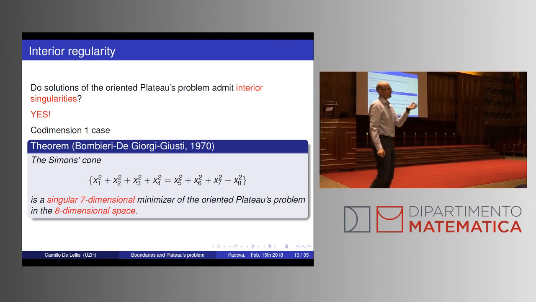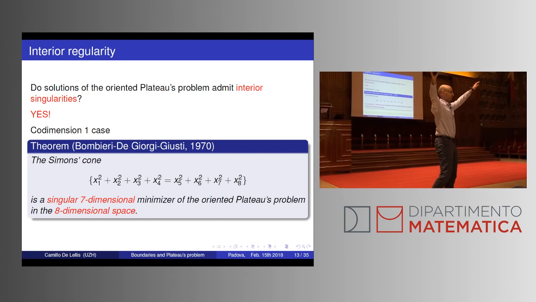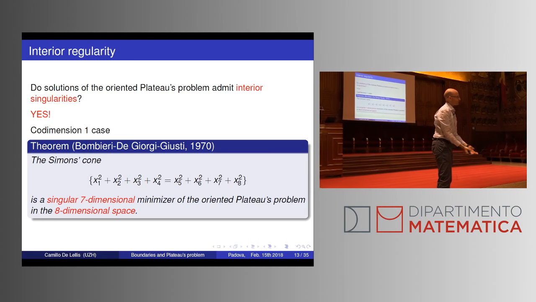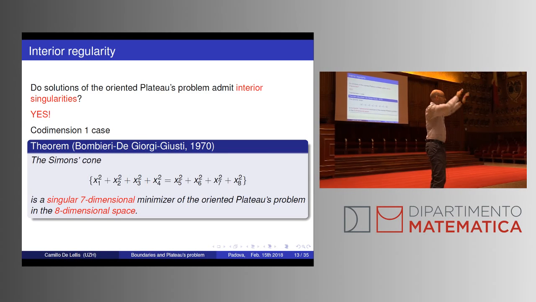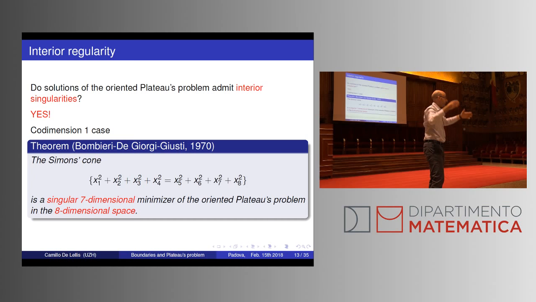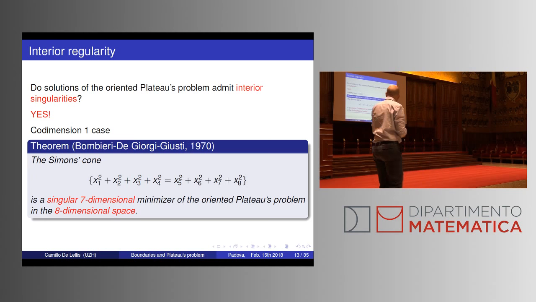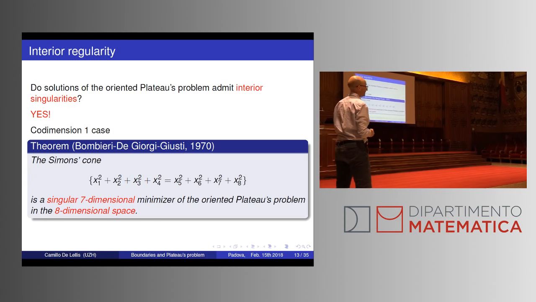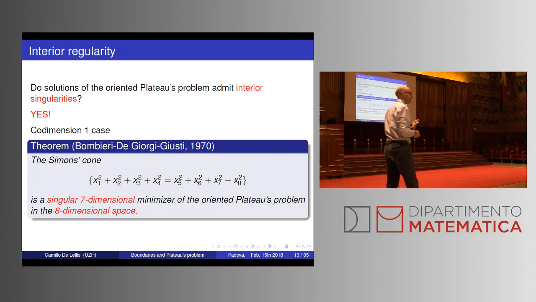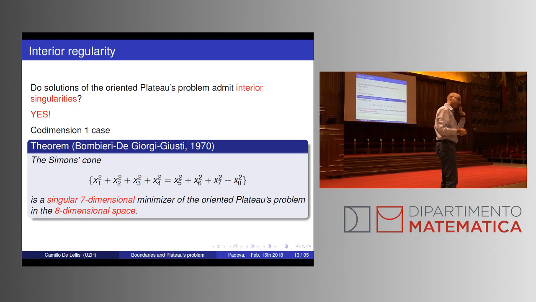So what do I mean by a minimizer of the area? This is an infinite cone. You cut it with a very large sphere. When you cut it, you find the boundary. And your cone is the only way of continuing your boundary inside by minimizing the area. So there is no other minimizer. It's even the unique minimizer. Okay, and it has a singularity at the origin. So it's a 7-dimensional solution of the oriented Plateau problem in 8 dimensions, and it has a point singularity.